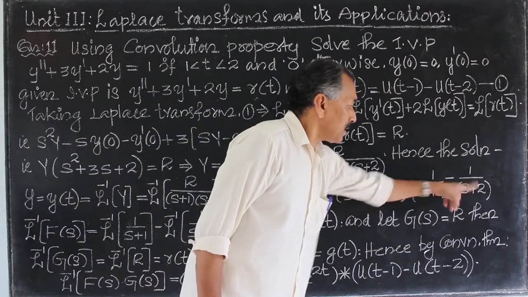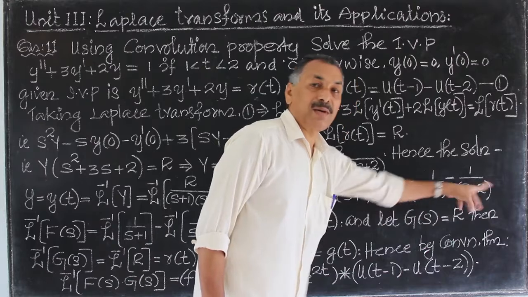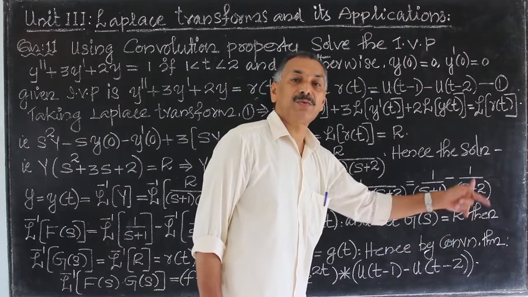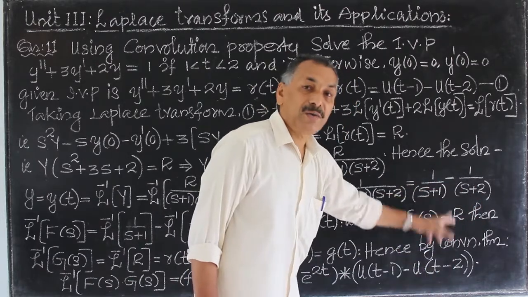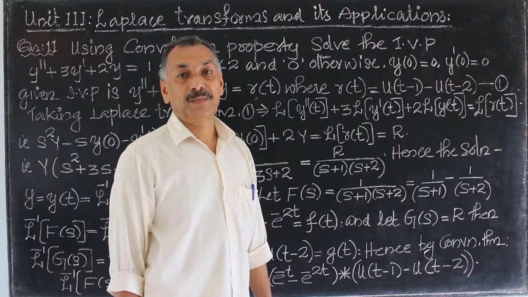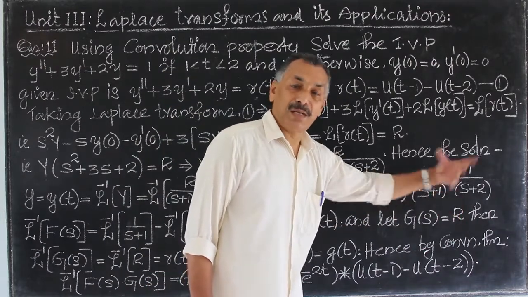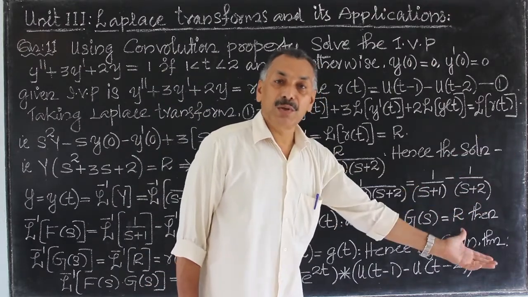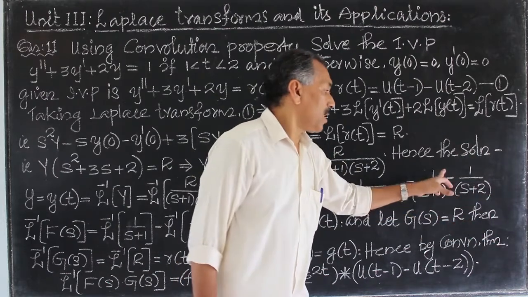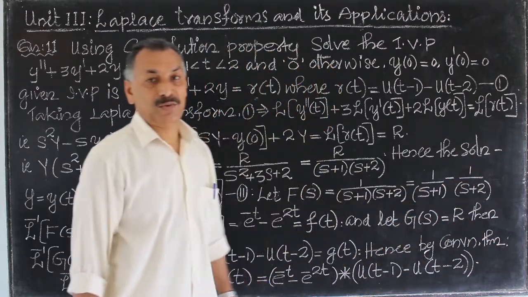Cross multiply: 1 divided by s plus 1 into s plus 2 is equal to A divided by s plus 1 plus B divided by s plus 2. Put s equal to minus 1 or minus 2. Then you have A is equal to 1 and B is equal to minus 1.